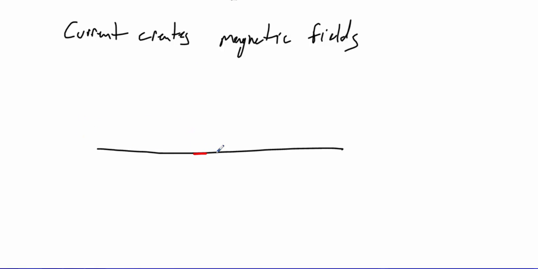We'll say the current was flowing this way, from the positive side to the negative side. That's the direction of conventional current. And I had you measure the strength of the magnetic field.